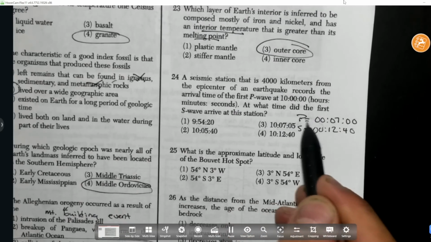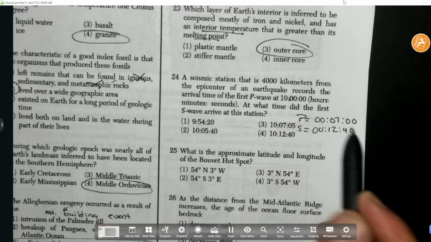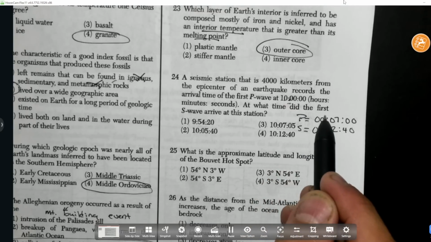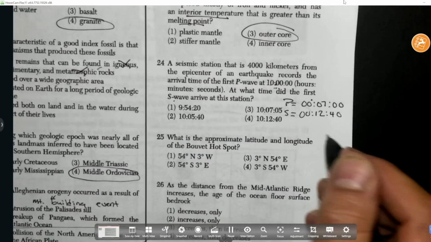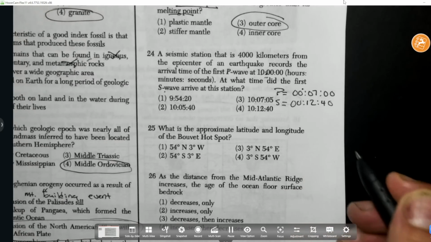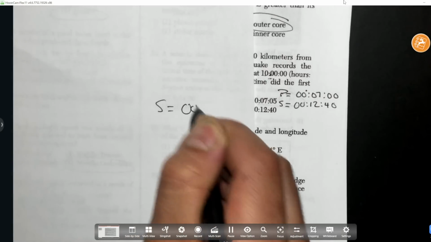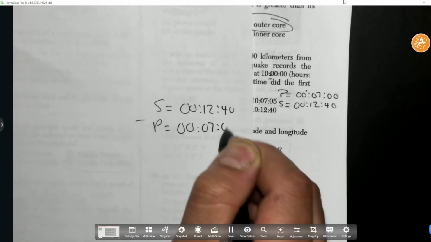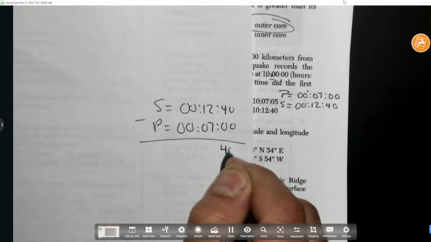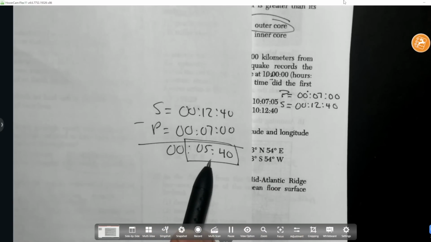Now, we know that the P wave was hit 7 minutes after the earthquake, and that time was at exactly 10 a.m. So if I know it was felt at 10 a.m., and I'm trying to figure out when it hit the S wave, all I got to do is get the difference between these two numbers. So it's always going to be S take away P. In fact, let me grab a scrap piece of paper. S take away P, so our S would be 00:12:40. Take away the P, which is 00:07:00. 40 take away 0 is 40. 12 take away 7 would be 05. 00 take away 00 is 00. So really, we're talking about a 5 minute and 40 second difference.